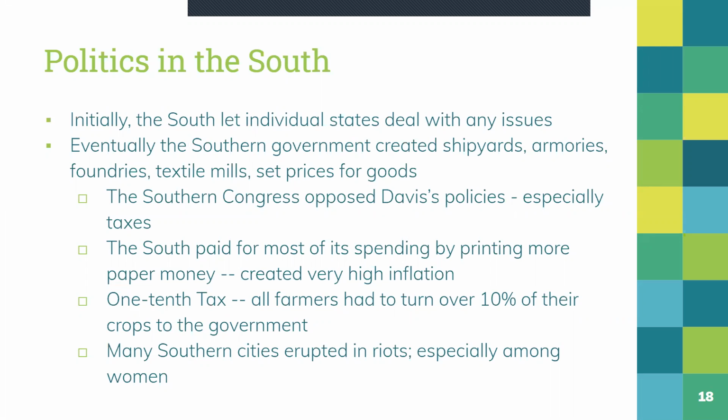The South also created what's called the 1/10 tax, where all farmers had to turn over 10% of their crops to the government, which really shows the power of this supposed national government, which seemed to be really against the whole idea of a states' rights government. Many southern cities would erupt in riots, especially among women, when the prices of food like bread would increase dramatically because of the high inflation.